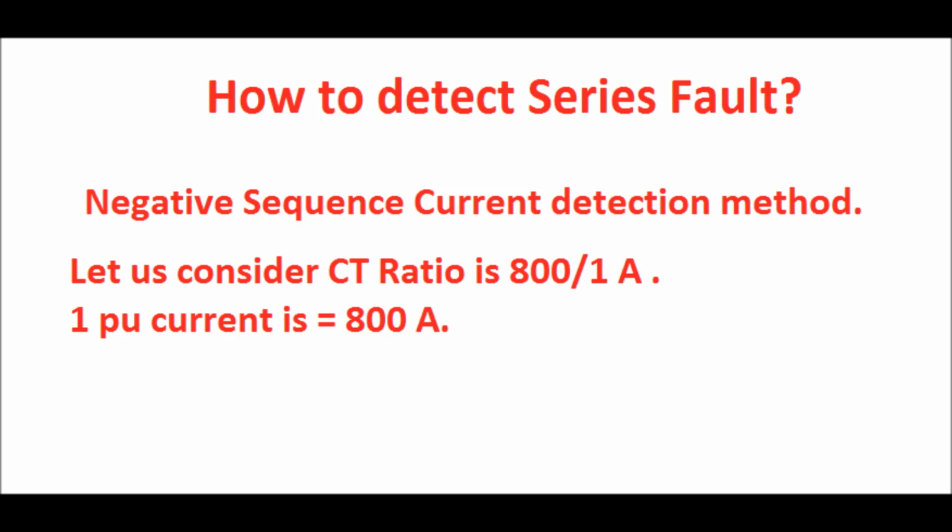So let us take an example. For example, a transmission line has a CT ratio at one end of the substation. For that line it is 800 by 1, and 1 per unit current is equal to 800 ampere. Or you can say 1 ampere secondary current is 1 per unit, and in primary value it is 800 ampere.